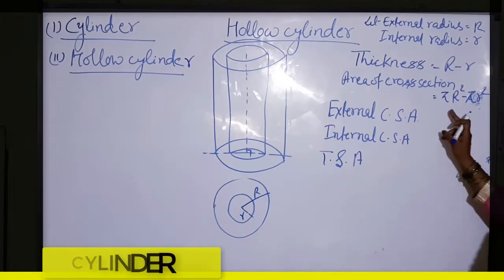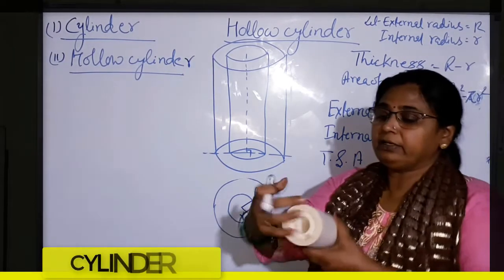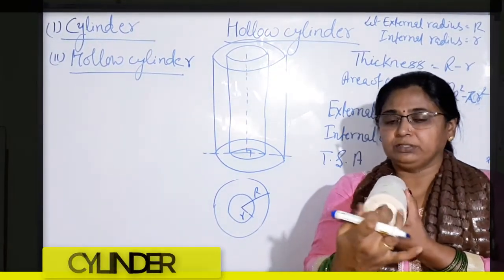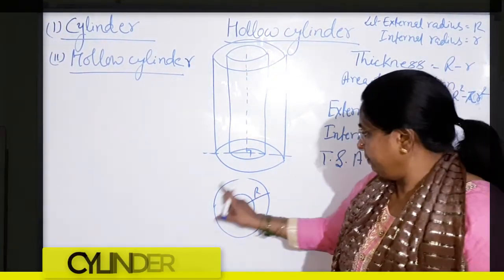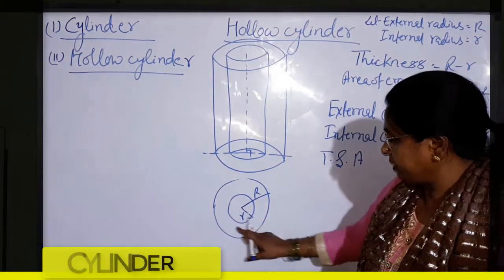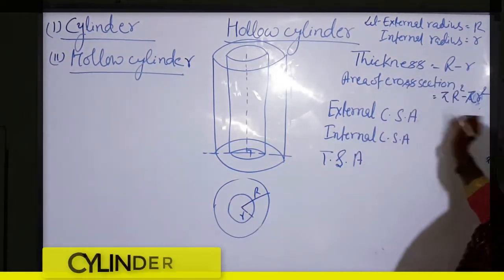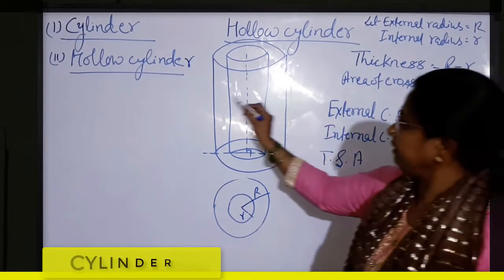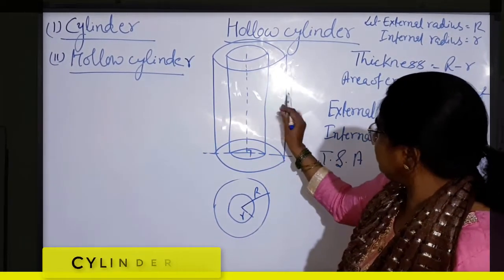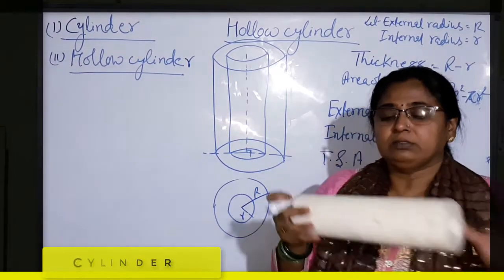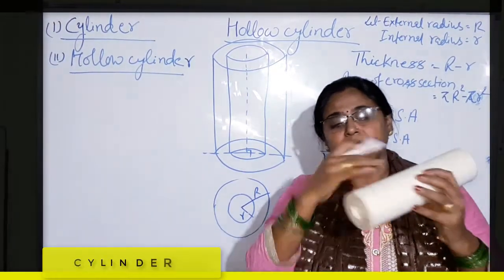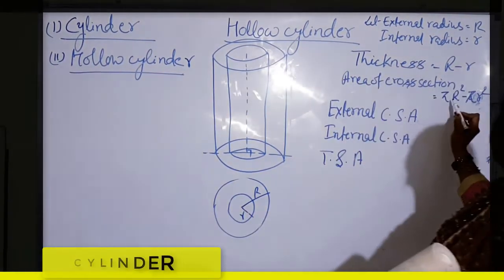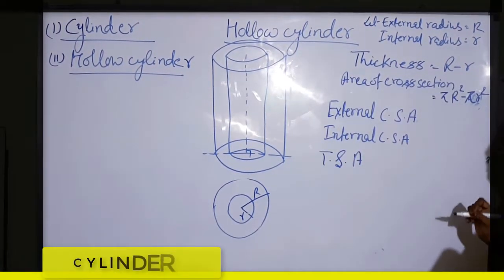Area of cross section means the total area minus this hollow portion area, that is pi R square minus pi small r square. It is the area of cross section. Anywhere, if we find the area of this portion in the middle of the thickness, it is pi R square minus pi small r square.